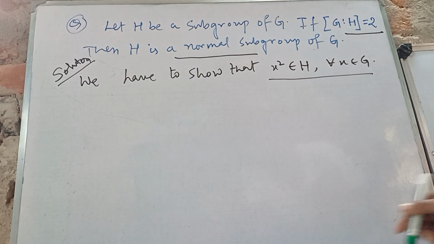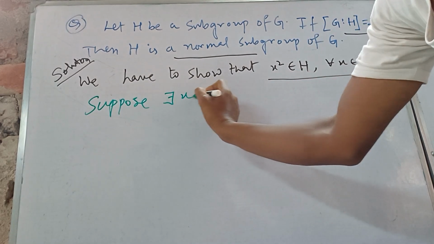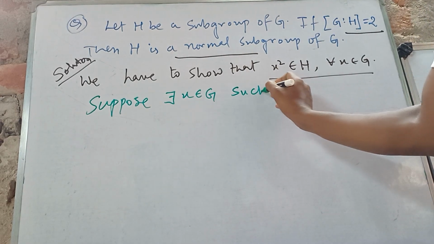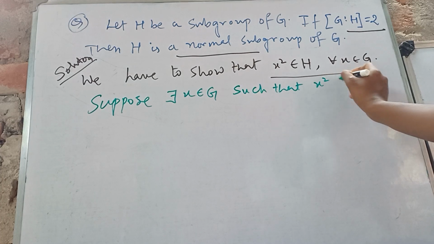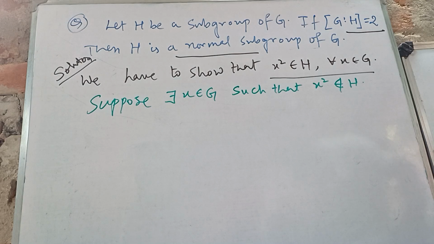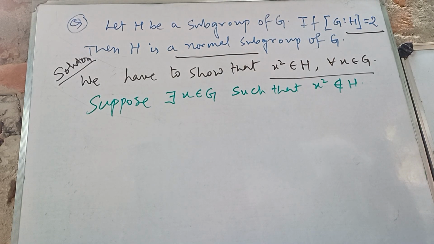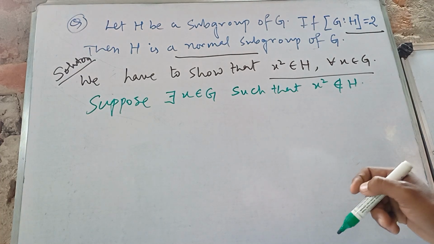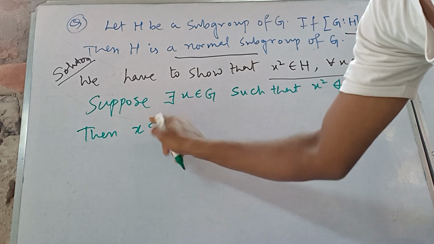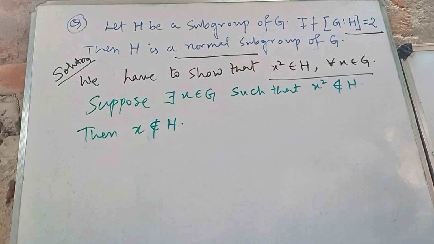So first we suppose there exists x belongs to G such that x square does not belong to H. Not a problem at all. x square does not belong to H. Then what happened here? Then in this way, x does not belong to H.